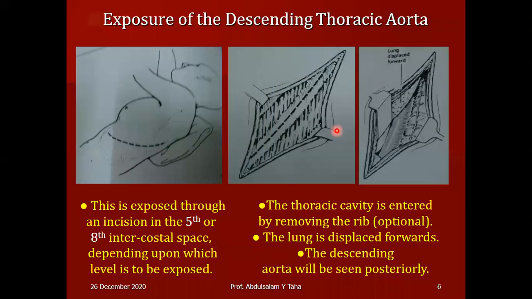The descending thoracic aorta is a big vessel, and many times we need to explore or to expose the descending thoracic aorta for many indications, elective and emergency situations. And for that exposure, we need a lateral thoracotomy.